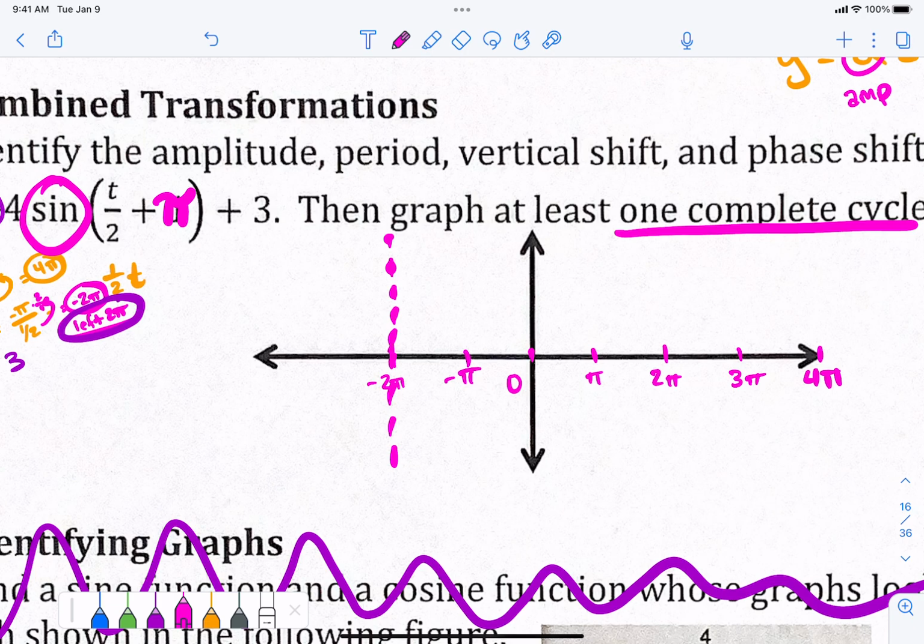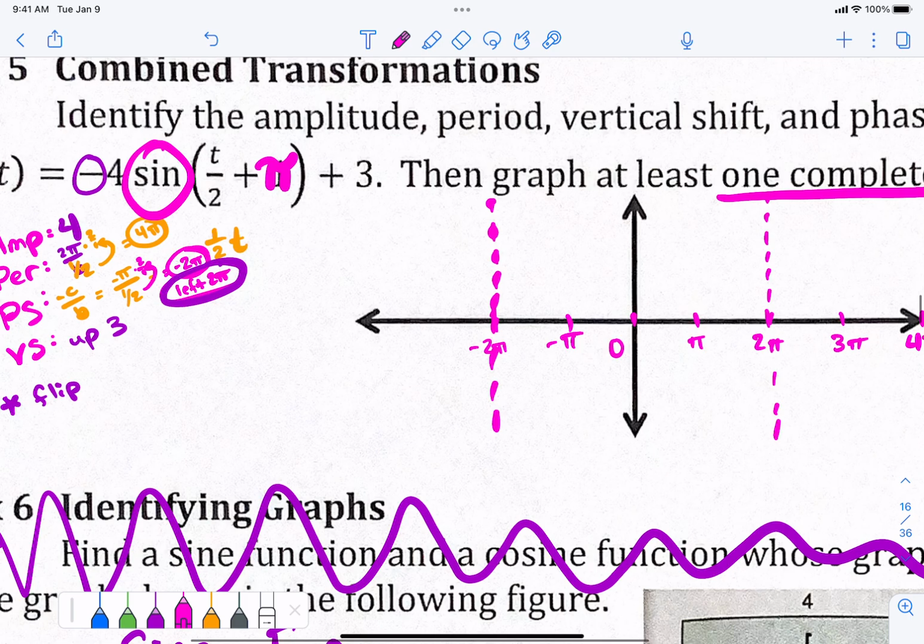Where will he end then? Negative. Or not negative. 2 pi. At positive 2 pi, right? Because he's 4 pi wide, right? So negative 2 pi to positive 2 pi would be 4 pi wide. So starting, ending. I've got the starting, ending. All right. Now, next thing. What else should we address now?